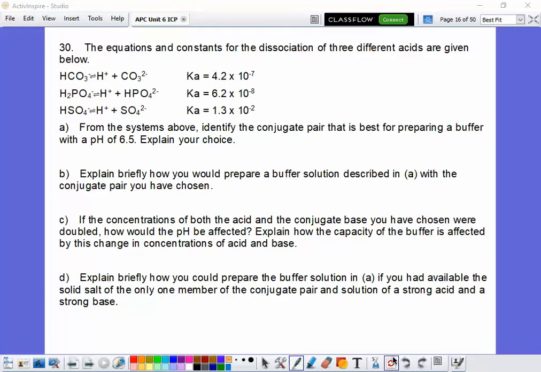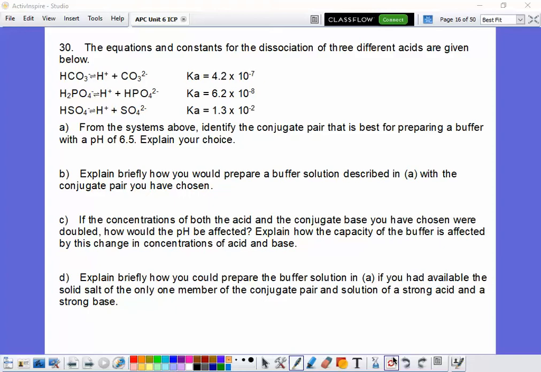So as you can see, I changed the pH to be 6.5 as opposed to the original one, I think was 7.2. Okay? So, we have the equations and equilibrium constants, Ka constants, for 3 different acids, and they're given below. All right. So from those systems above, we're going to identify the conjugate pair, so the weak acid and conjugate base, that is best for preparing a buffer with a pH of 6.5, and we're going to explain that choice. Now, honestly, technically, we could use any 3 of these conjugate pairs to make a buffer of a pH 6.5. Because let's back up a little bit.